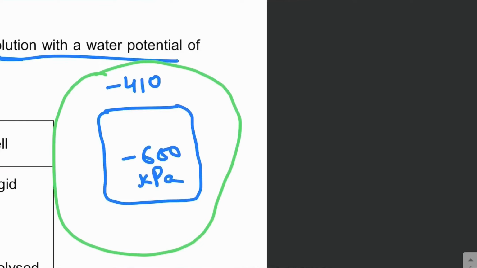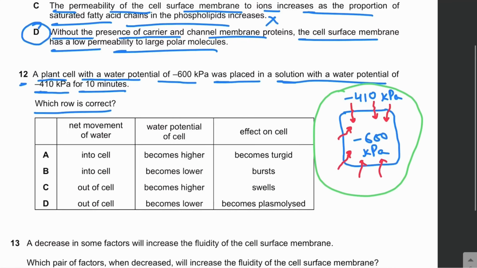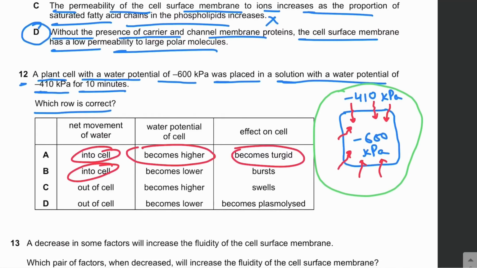So we know that water flows from a less negative water potential to more negative water potential. So guys, water will move from the solution into the plant cell. That is because solution has a less negative or higher water potential and cell has a more negative or lower water potential. So water will enter into the cell by osmosis. So there is net movement of water into the cell, and water potential of the cell obviously becomes higher when the water enters the cell. Obviously, if water is entering into a cell, water potential of the cell will become higher and the cell will become turgid. Answer is A.